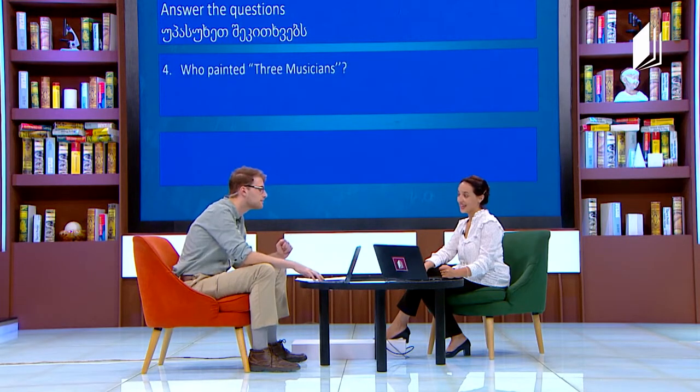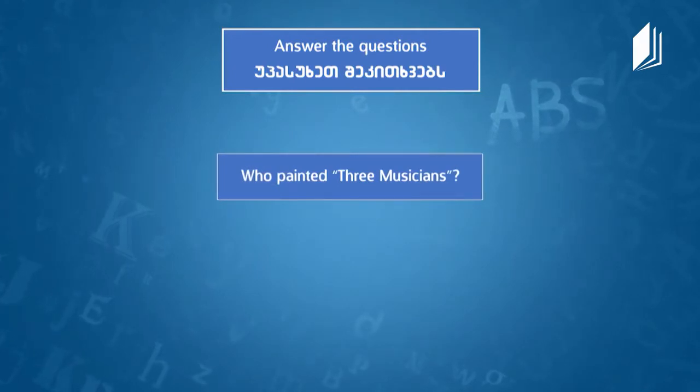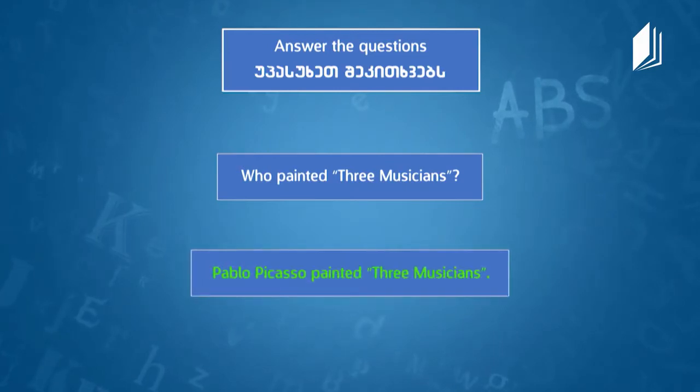Great. And the last question, who painted Three Musicians? Oh, I know a very famous painter from Spain. His name was Pablo Picasso, and he painted the Three Musicians. Great, well done. And now let's go on to our second reading activity and complete the sentences from the text.